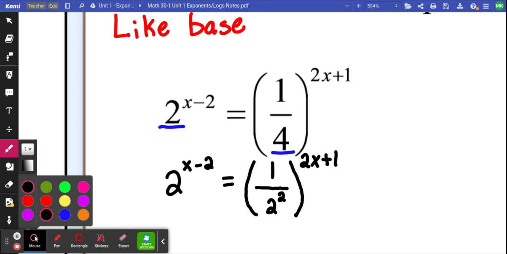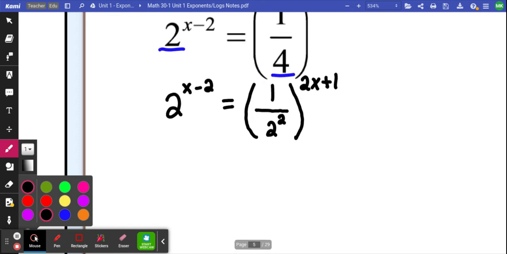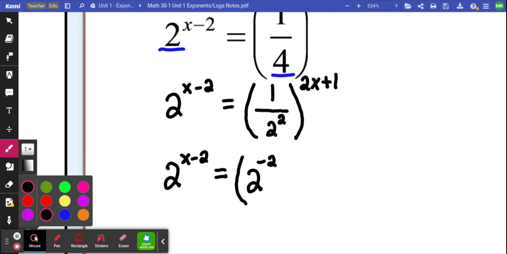To get rid of the fraction, I use my negative exponent rule. So this will become, left side doesn't change. Right side is now 2 to the power of negative 2. I got rid of the fraction, but it became a negative exponent. Right? Fraction's gone, exponent changed to negative. To the power of 2x plus 1. That's now like base.